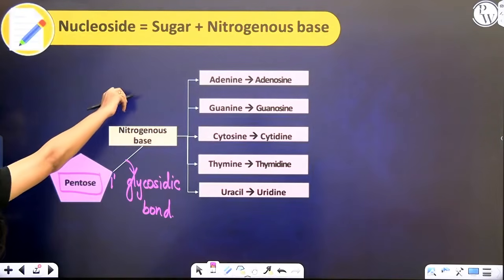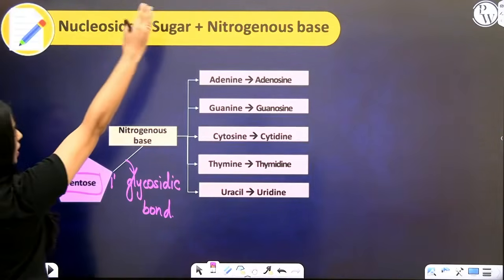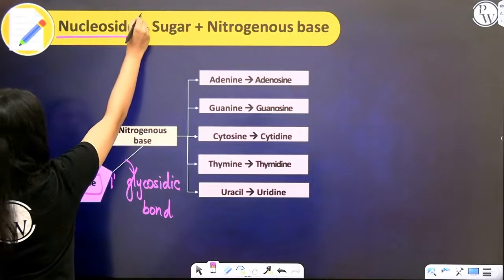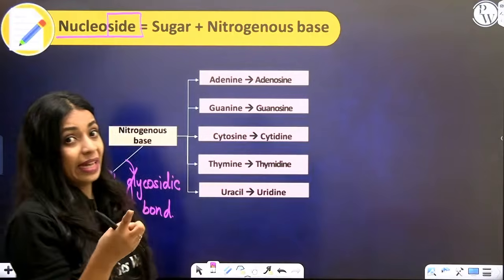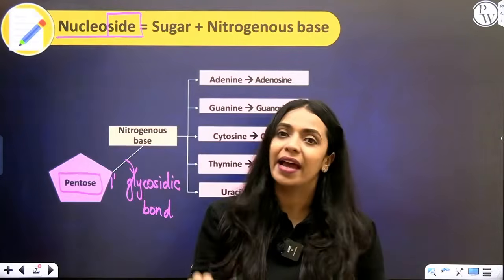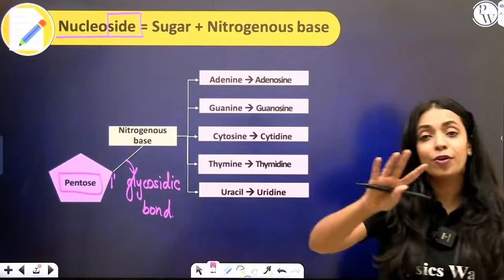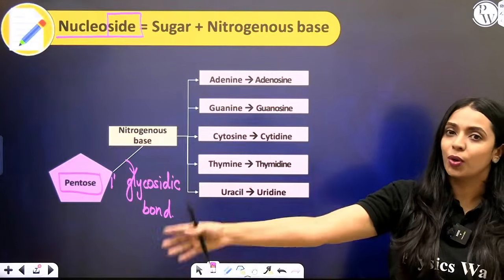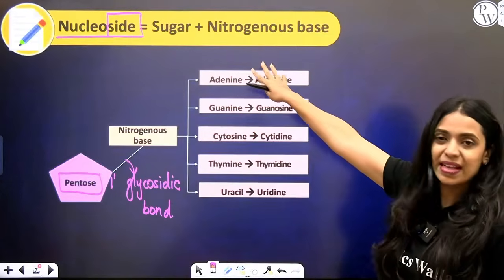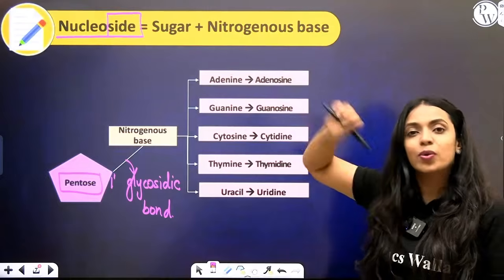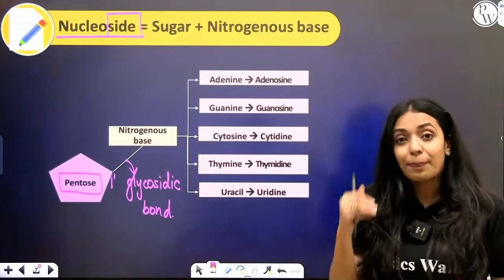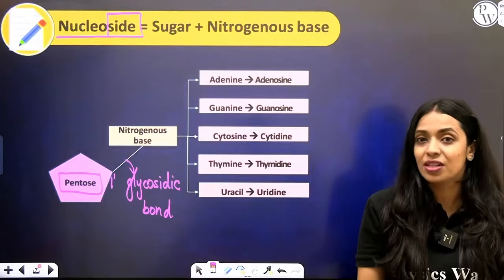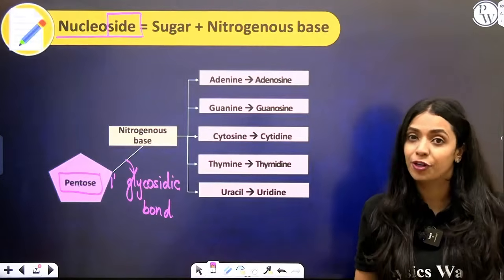This molecule where a sugar is attached to a base is called a nucleoside. Understand very carefully, a nucleotide has 3 components, a nucleoside has only 2 components. If you remove the phosphate from a nucleotide, what you get is called a nucleoside. So nucleosides will only have a sugar and a nitrogenous base. Now, depending upon which nitrogenous base is present, we call it different names.